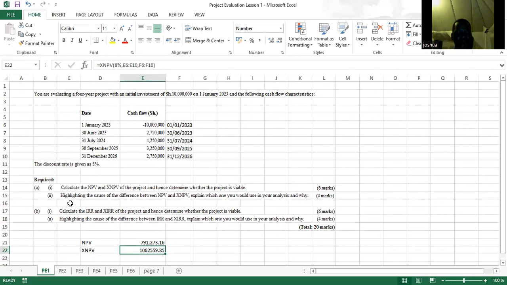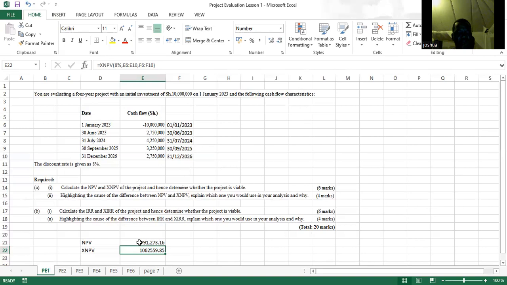So you have been asked part 2 of the question: highlight the cause of the difference between NPV and XNPV, and explain which one to use in your analysis and why. NPV considers that the cash flows occur at regular time intervals, let's say annually. NPV focuses on annual periods, but XNPV does not consider cash flows to be occurring at regular time intervals. So that's the difference.